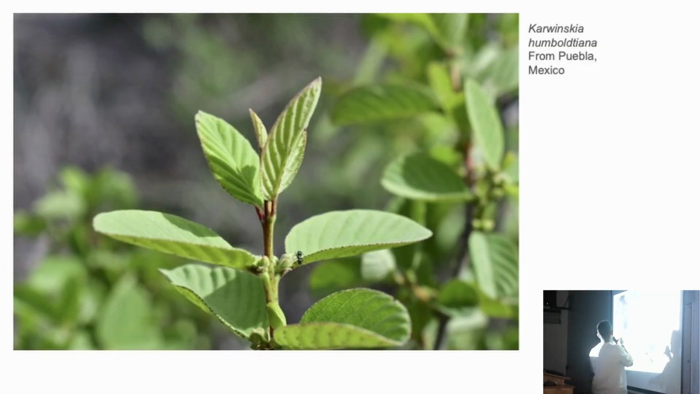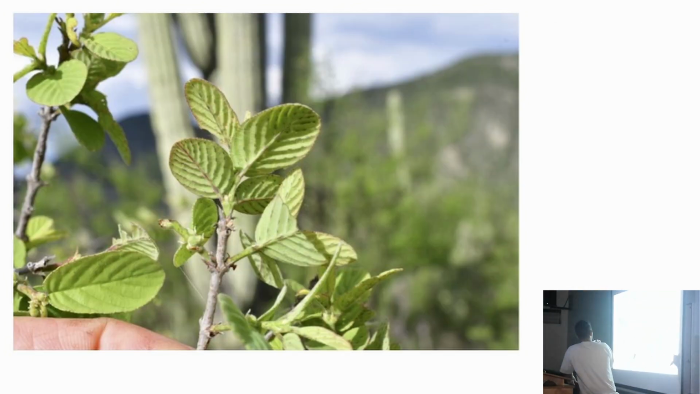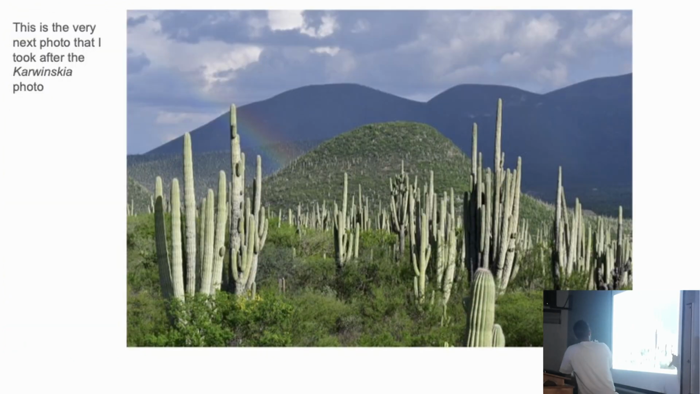See, this is what kind of had me tripped out a little bit, these little black dots. I wonder if that's some sort of, it was covered in bees and other insects too. I wonder if they're getting something from the leaves, I don't know. And then the habitat was epic. That's where this was, again, like 4 or 5 photos after the one I just showed you. Neobuxbaumia tetetzo with a nice little rainbow in the background.